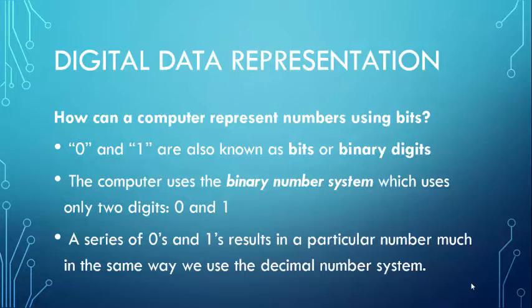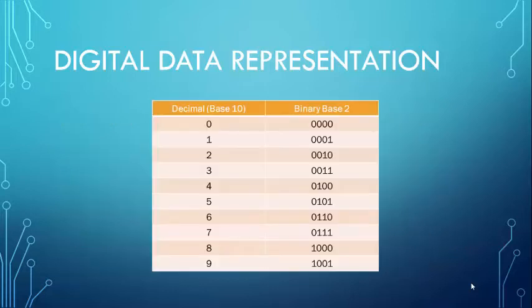A series of zeros and ones results in a particular number much in the same way as the decimal number system we use. The table shows how the binary system works. The decimal system uses 10 symbols or numerals 0 to 9 to represent numbers, while the binary number system uses only two symbols, 0 and 1.